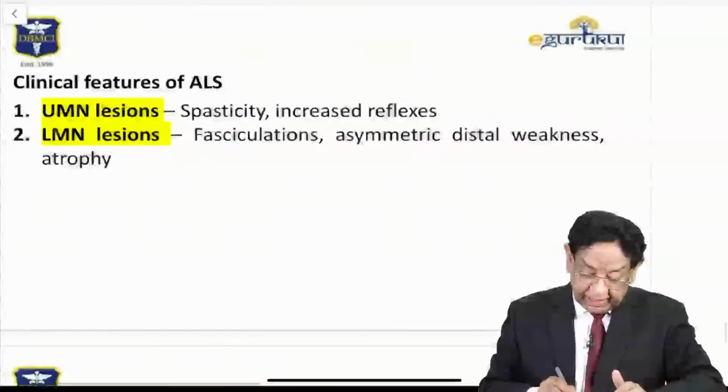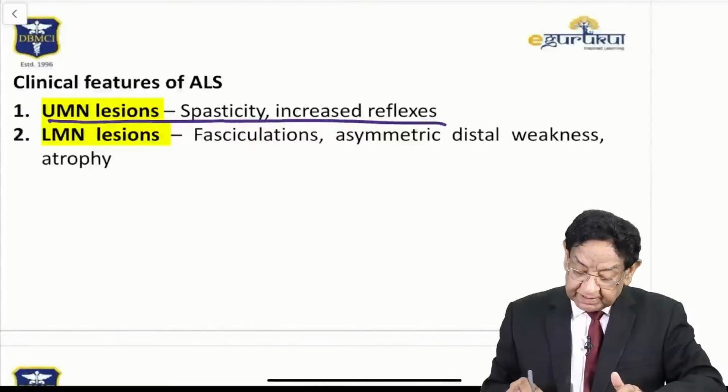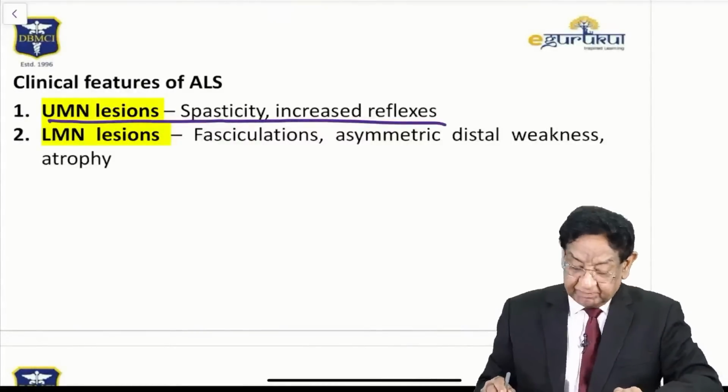So I was talking to you, UMN features are spasticity, increased reflexes, DTR, and plantar upgoing.